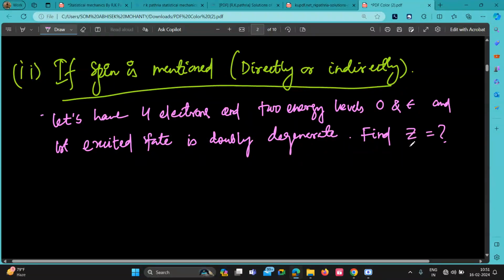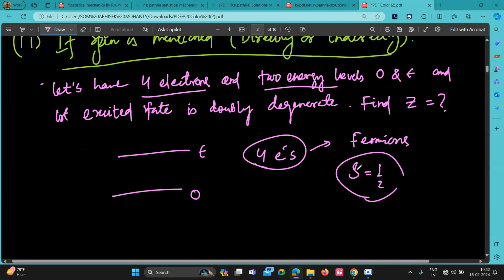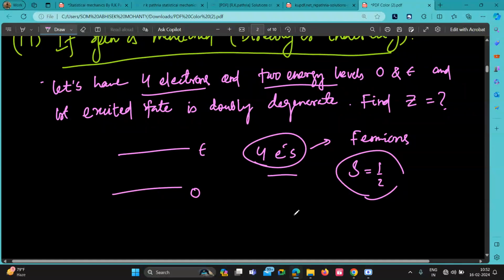All right. So we have four electrons, and you have two energy levels, 0 and epsilon. Four electrons are there. Electrons are what? First tell me, bosons or fermions. Electrons are fermions. And electrons have spin half. So the spin is indirectly given in this question. And yeah, four electrons are there. Spin is half. So here, see, number of electrons is 4, and number of energy levels is 2. Okay. So how do you find it?